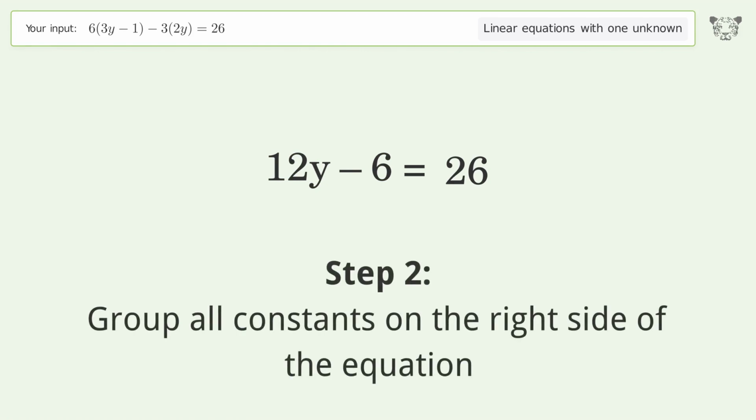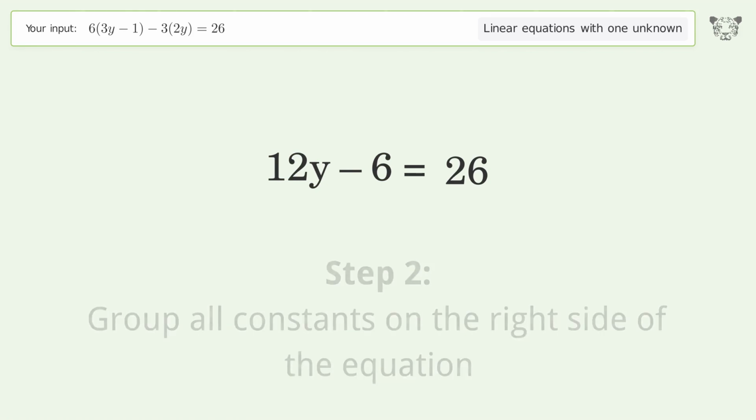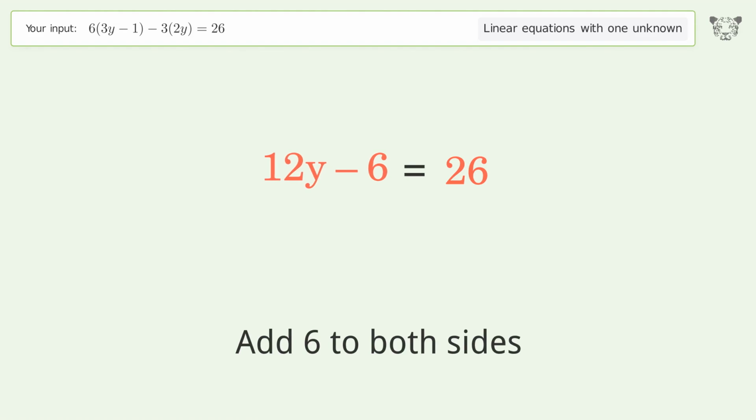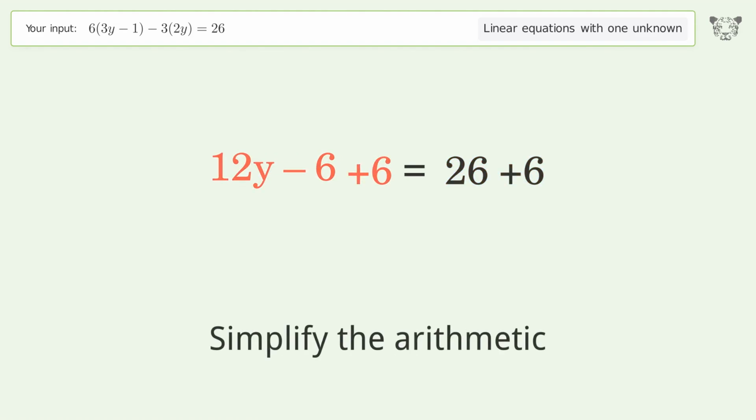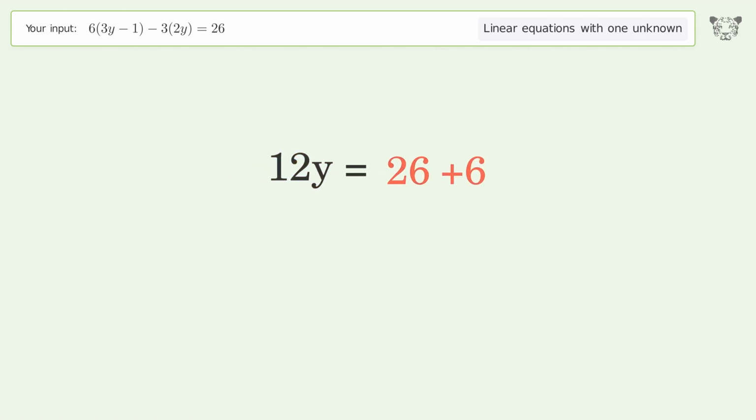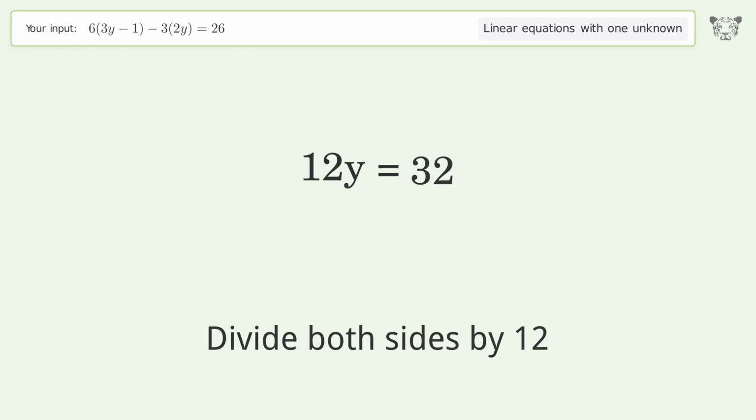Group all constants on the right side of the equation. Add 6 to both sides. Simplify the arithmetic. Isolate the y. Divide both sides by 12.